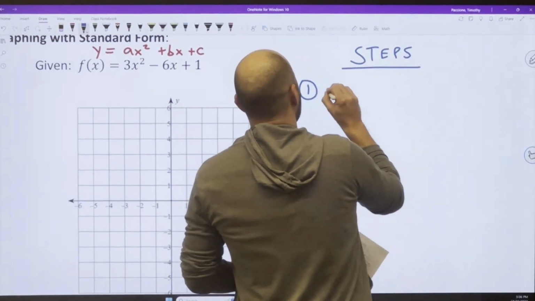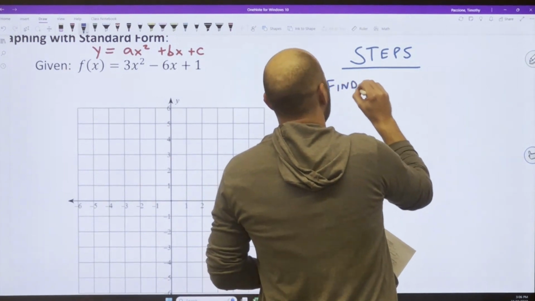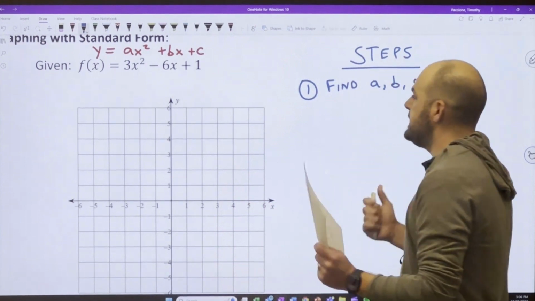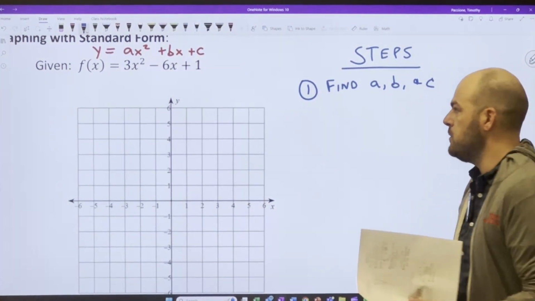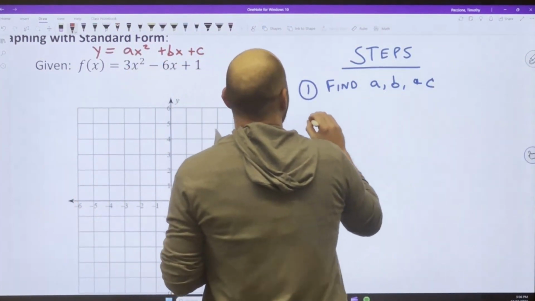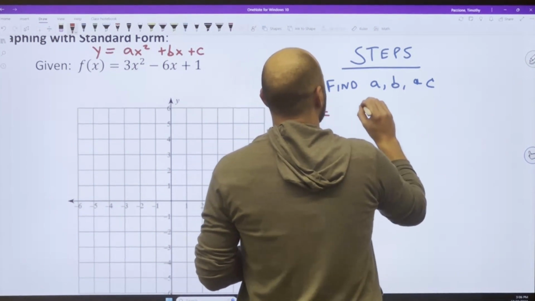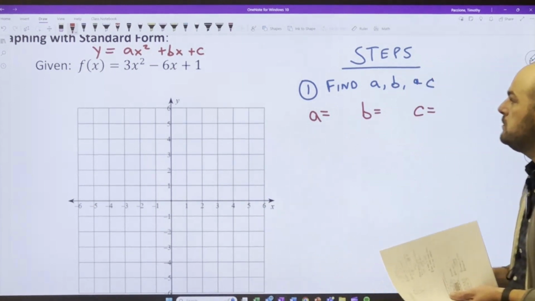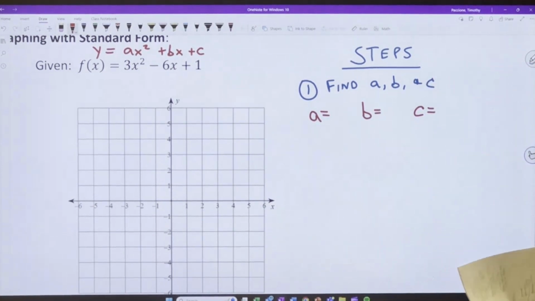Step 1, find your A, B, and C. So you just got to identify those A, B, and C values, right? Pull them out. We're going to need them all. So looking at our example, what's my A value? What's in the A spot?